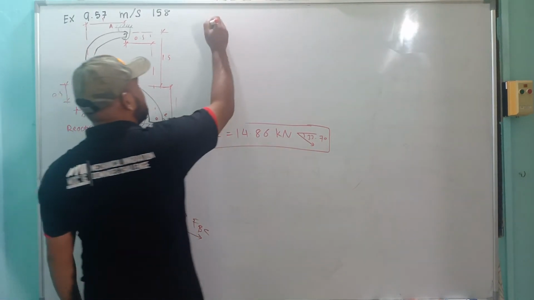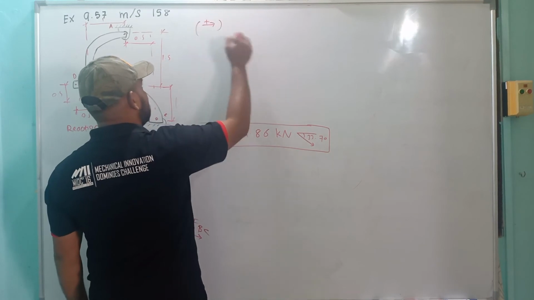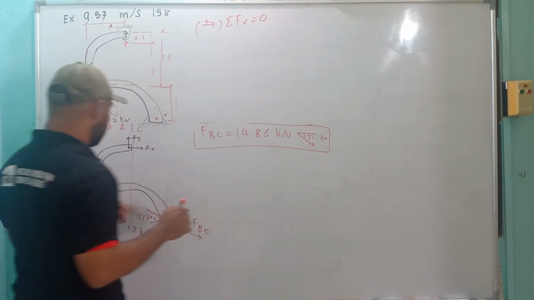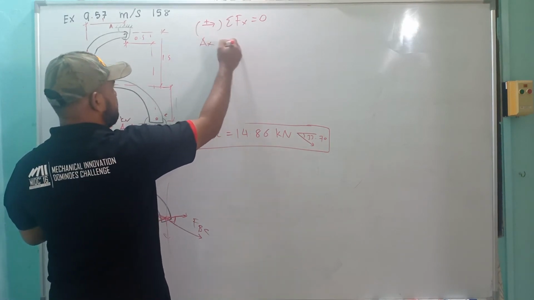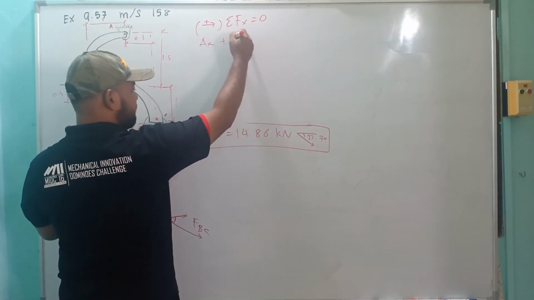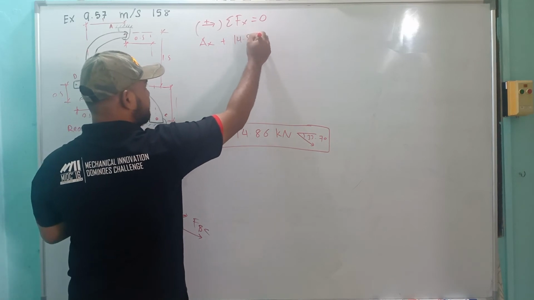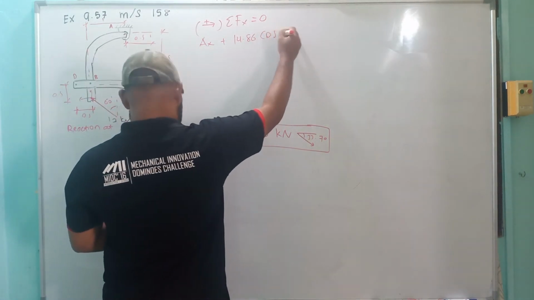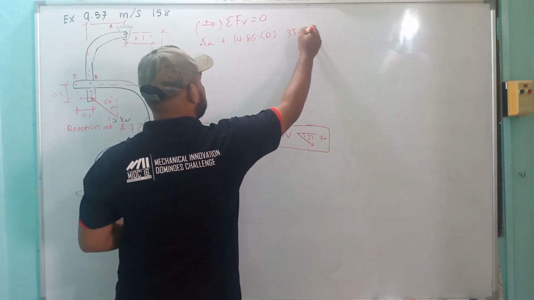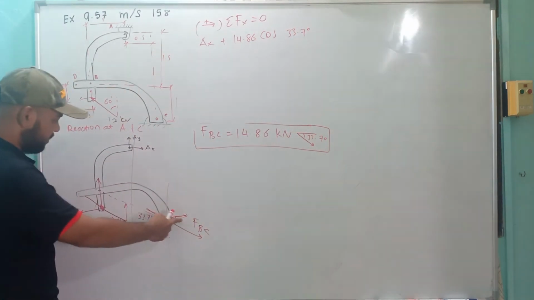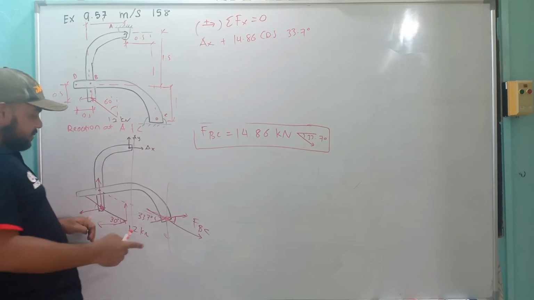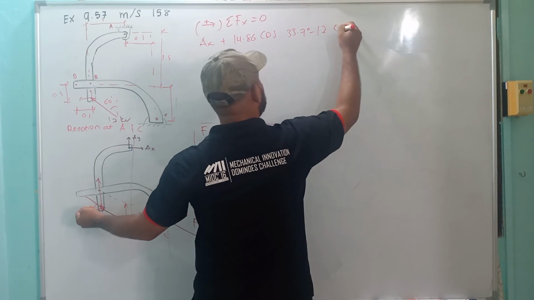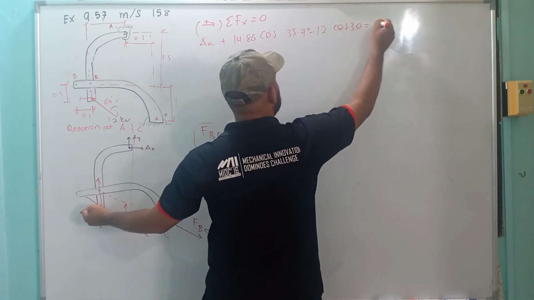So maybe we go sigma Fx, positive direction to the right, sigma Fx equal to 0, so I will have Ax plus FBC, 14.86 cos 33.7 degree. Okay, I'm taking this one, and minus this part, minus 12 cos 30 equal to 0.